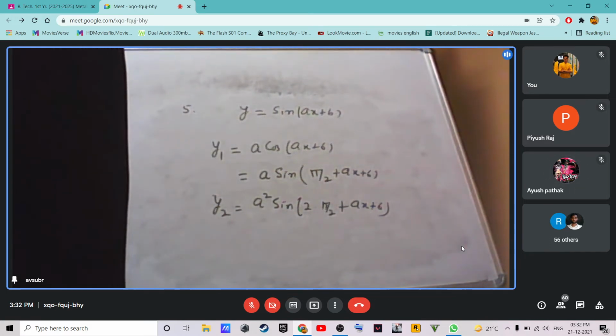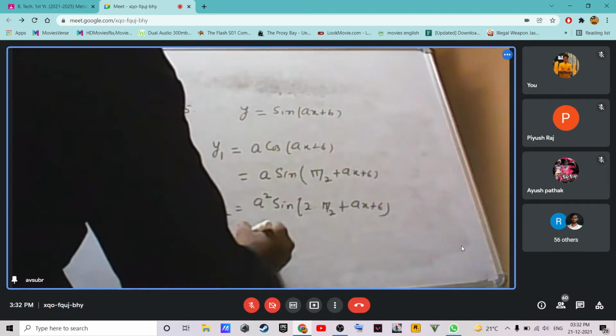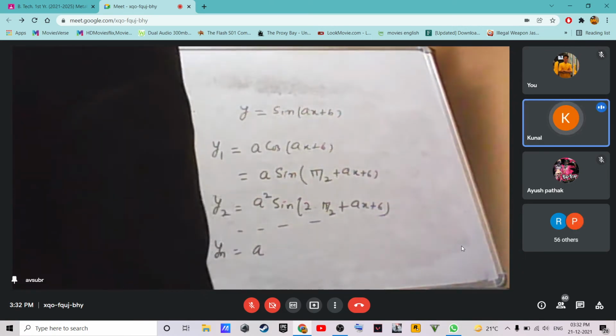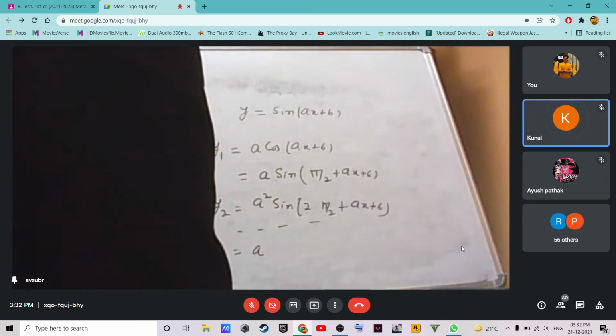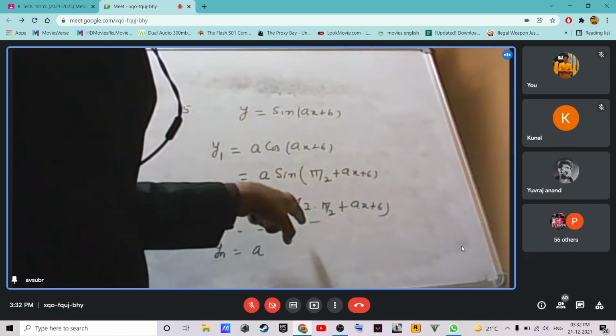So likewise, if I continue, in second derivative, sine changes to cos. Then once again I change it to sine.